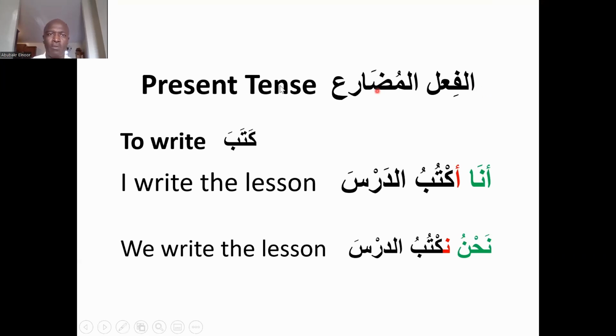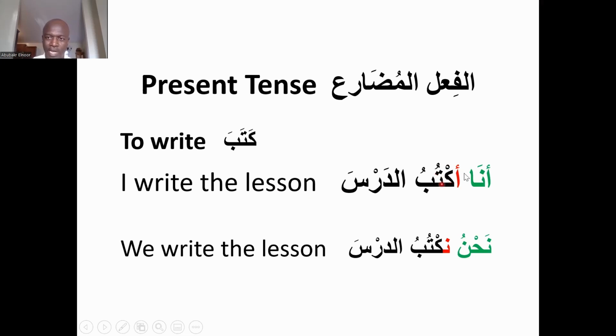Al-fi'l al-mudari', as I said, is the present tense. Today we are going to have one word that we are going to conjugate throughout using the personal pronouns, or the subject pronouns, highlighted in green here. And the present tense is highlighted in red all across. So let's use the word kataba, and here ana is I or I am. Aktub ad-dars. Ad-dars is the lesson, as you can see here.